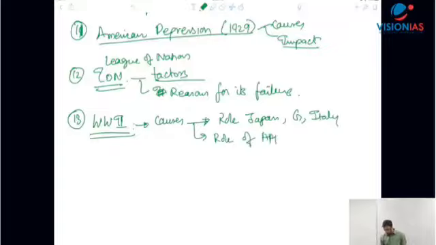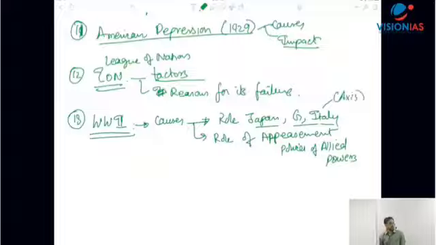appeasement policies of allied powers. So Japan, Germany, and Italy were the Axis powers. Allied ones were Britain, France, Soviet Union, and United States. So they are the allies, whereas Japan, Italy, and Germany are the Axis powers. So that's something that we'll talk about.